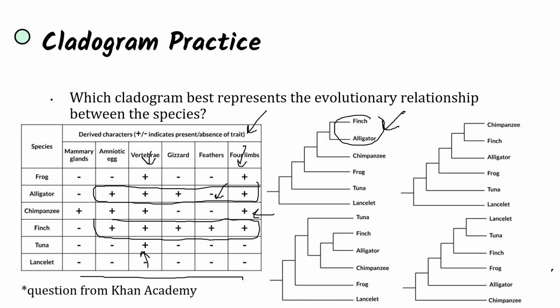Then the chimpanzee is the next closest related, and the chimpanzee also has mammary glands as a characteristic. Then the frog, which is going to share these 2 characteristics. Then the tuna, which only shares 1 characteristic. And lastly, the lancelet, the least evolutionary related, which does not share any of the characteristics.